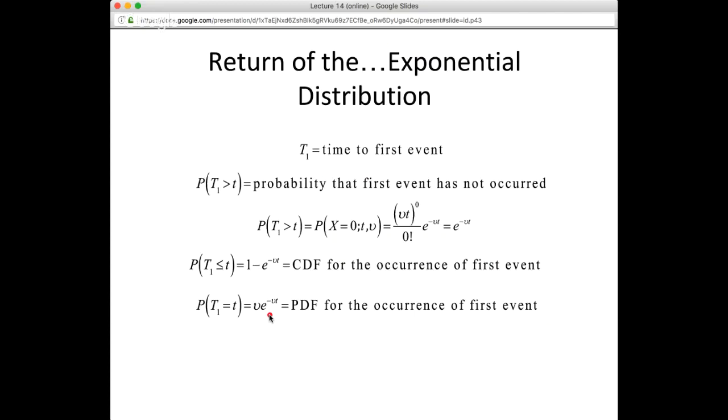If you think about it, the Poisson distribution is a probability mass function because we're counting the number of events in a given amount of time. That's what it's telling us. But when we compute the corresponding exponential distribution, which is going to give us the time to the first event, it becomes a probability density function because our random variable isn't discrete anymore. It's a continuous random variable.